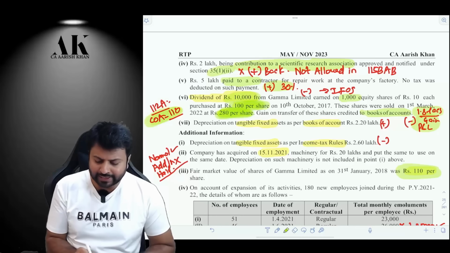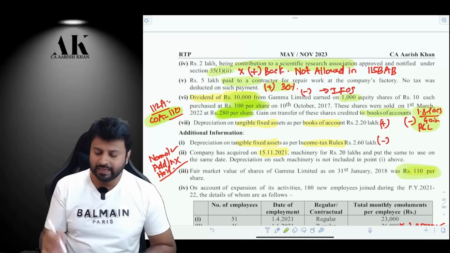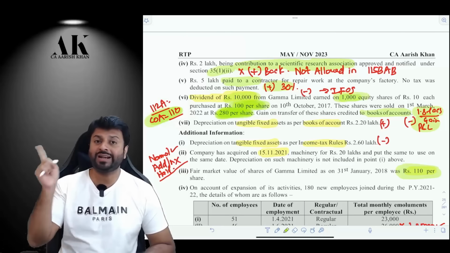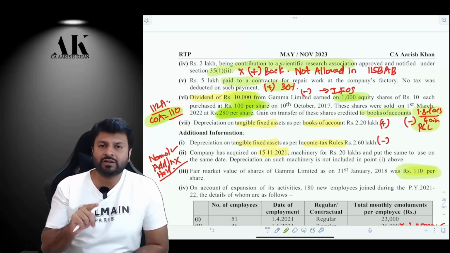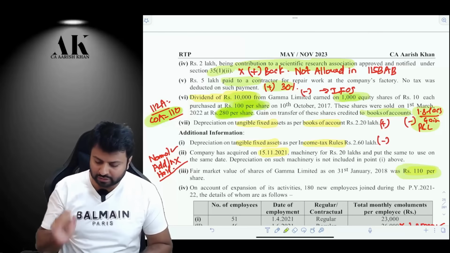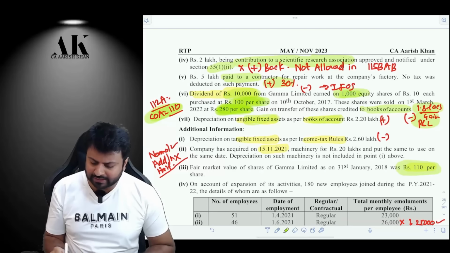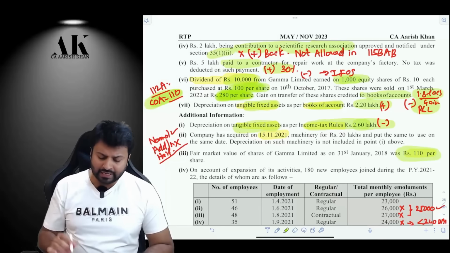So therefore your cost is 110 and your sale consideration is 280, therefore your capital gains will be 170 rupees per share. That will come to 170 into 1000, that will be 1,70,000, and this will be taxed under 112A. In 112A, how will 1,70,000 be taxed? 1 lakh will be reduced and 70,000 will be taxed at 10%. Next, tangible fixed asset depreciation, you have to add it back, and depreciation as per tax you have to reduce.